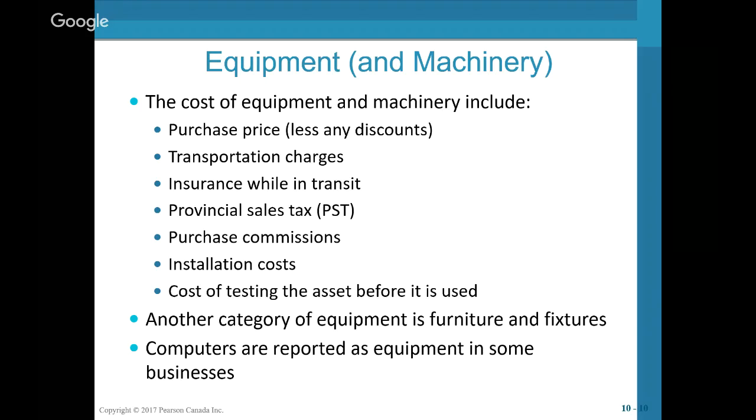Once it's ready for use, we stop adding costs to the cost of the equipment unless we make the equipment better or last longer through what's called a betterment, which we'll talk about a little later on. Okay, any questions up to there?